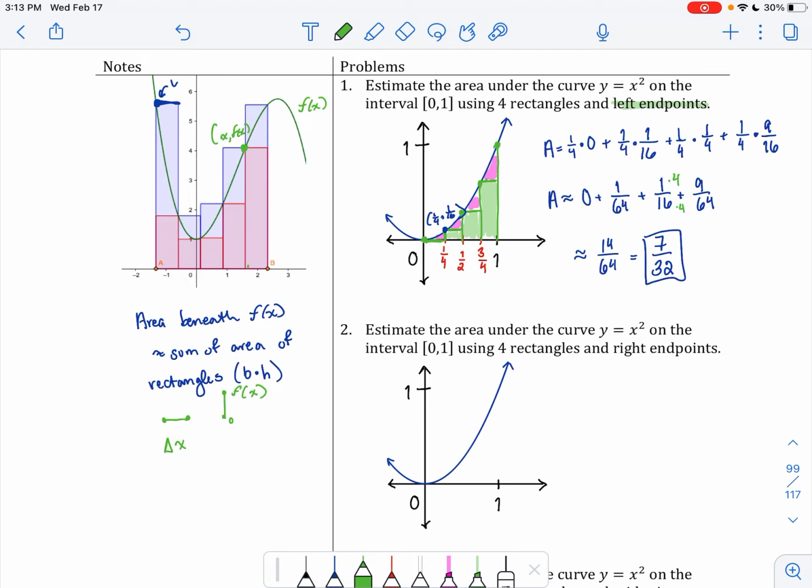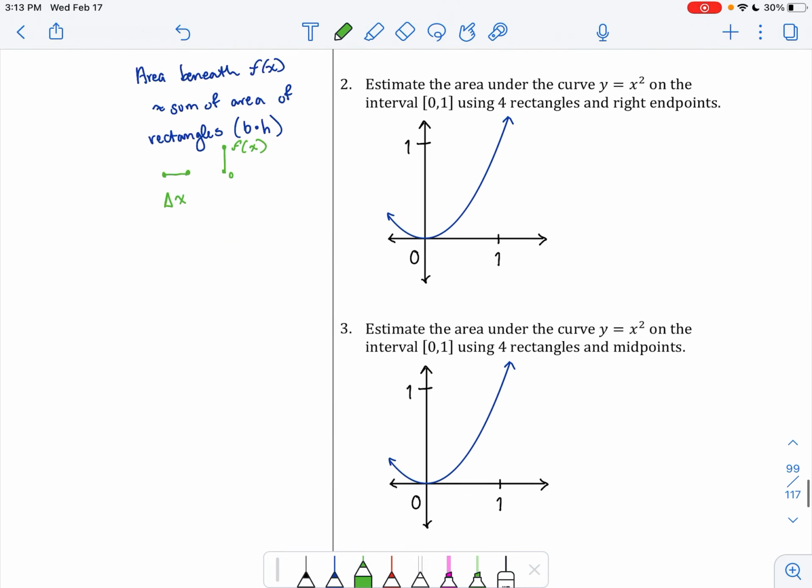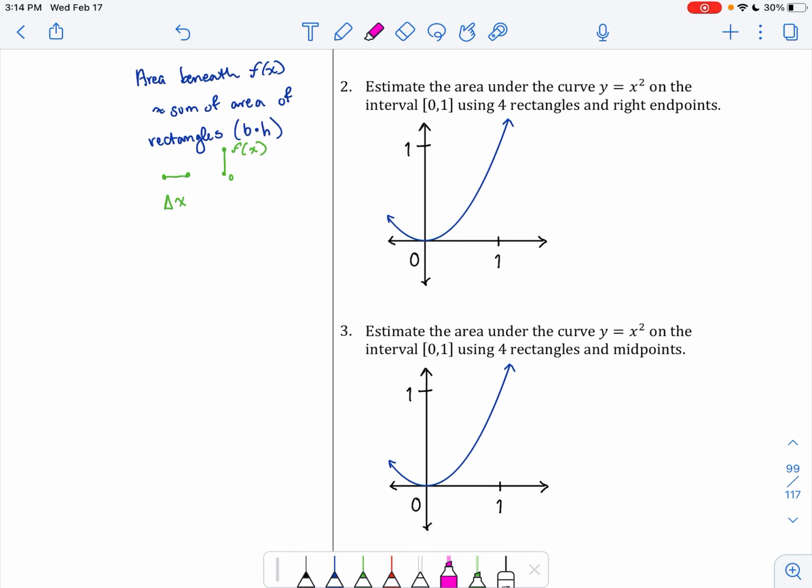Now, here's one estimate with left endpoints. For number 2, you'll notice a very similar strategy here, but in this case, we're looking at right endpoints. So we're going to start off the same by dividing, in this case, once again, 0 to 1 with 4 rectangles. Divide it by 4. And draw the heights up to the curve, in this case, still x squared.